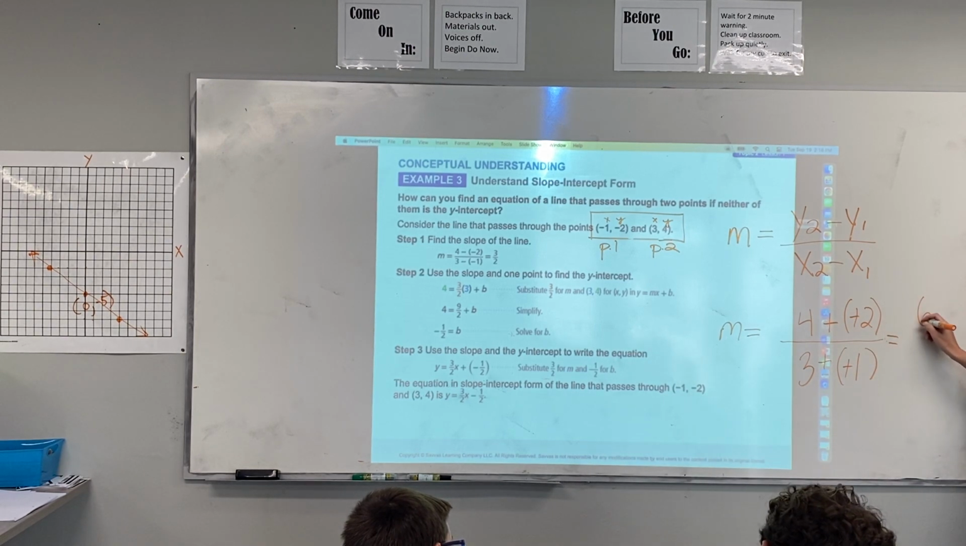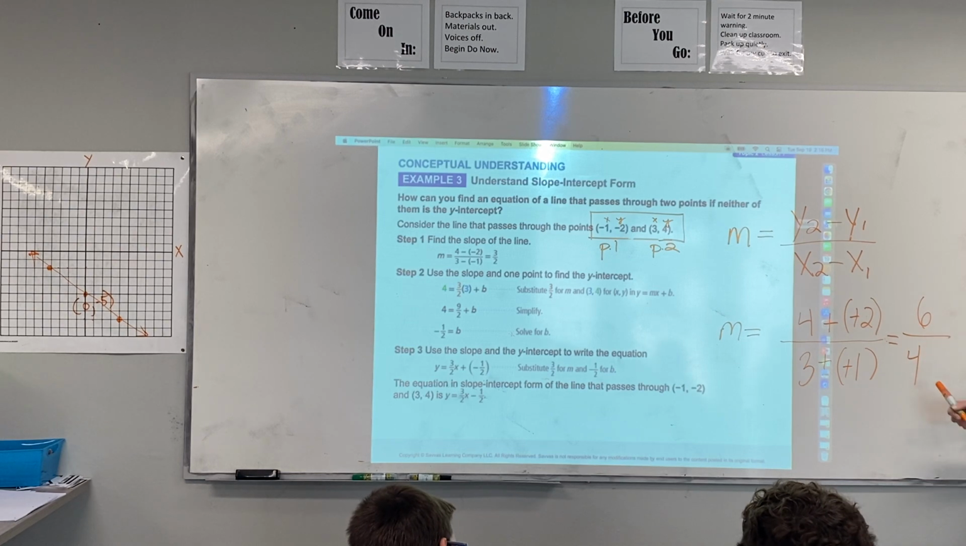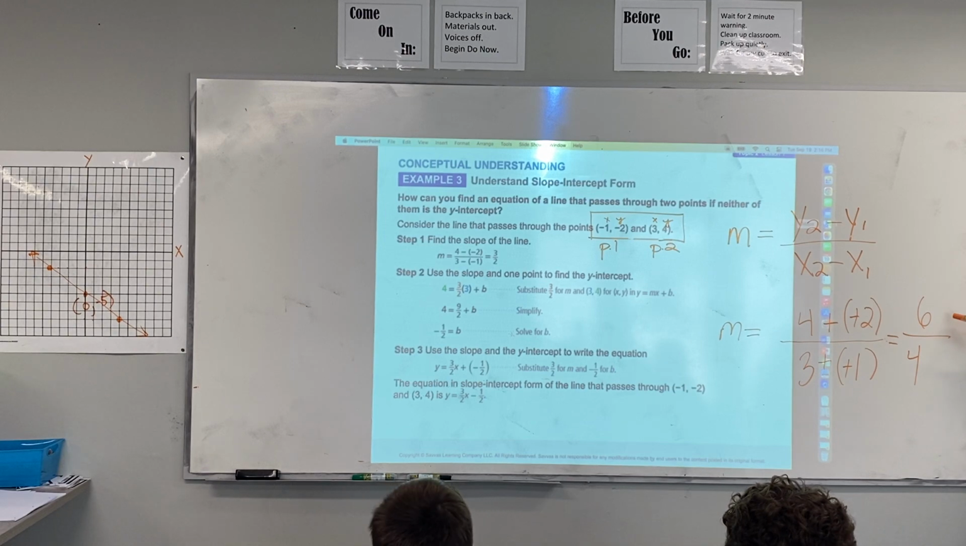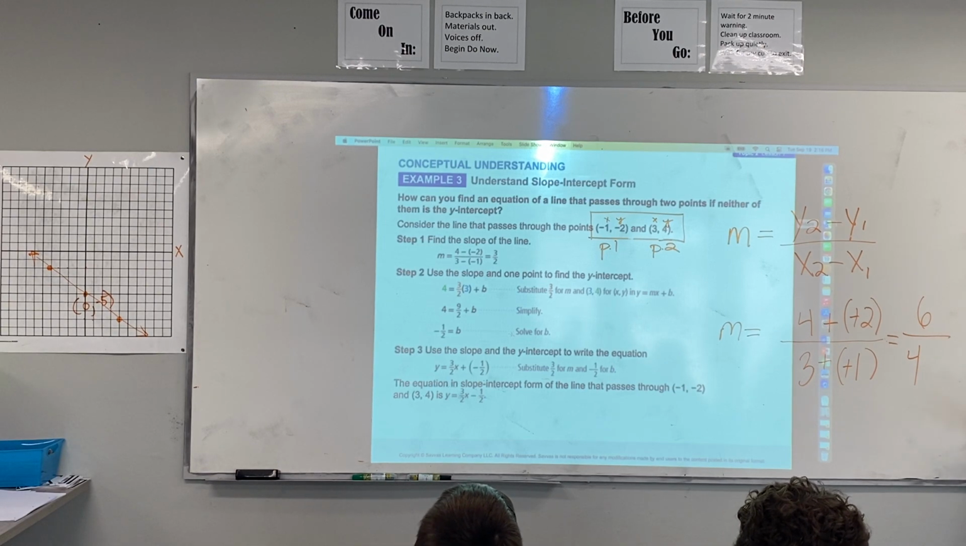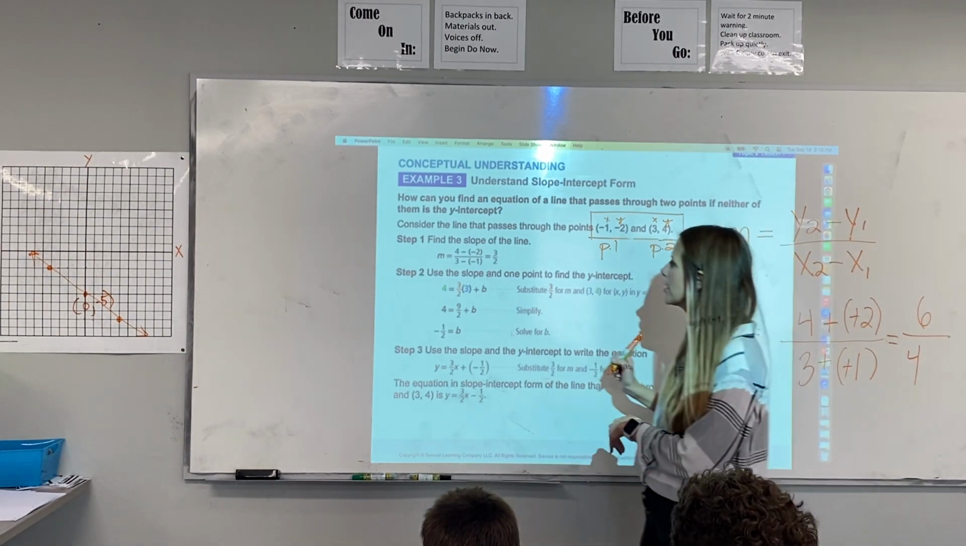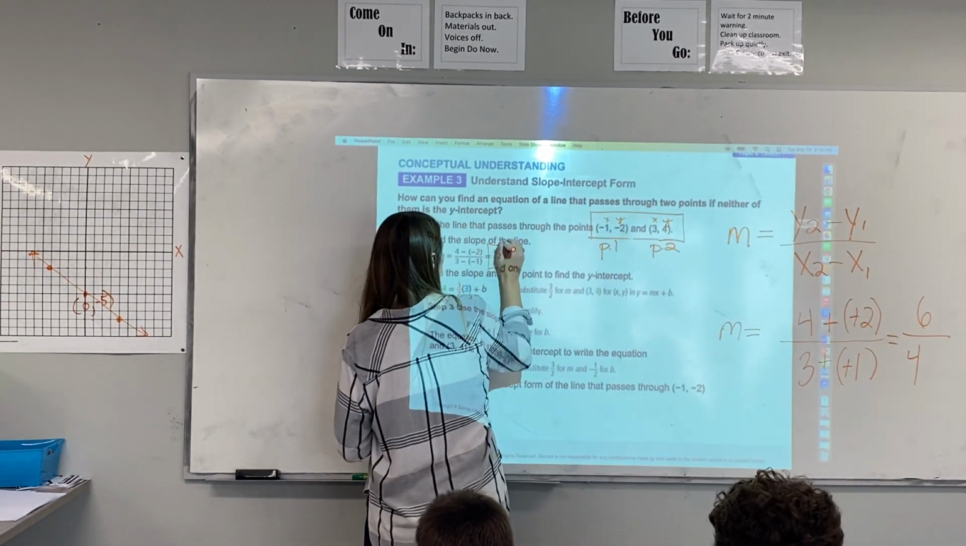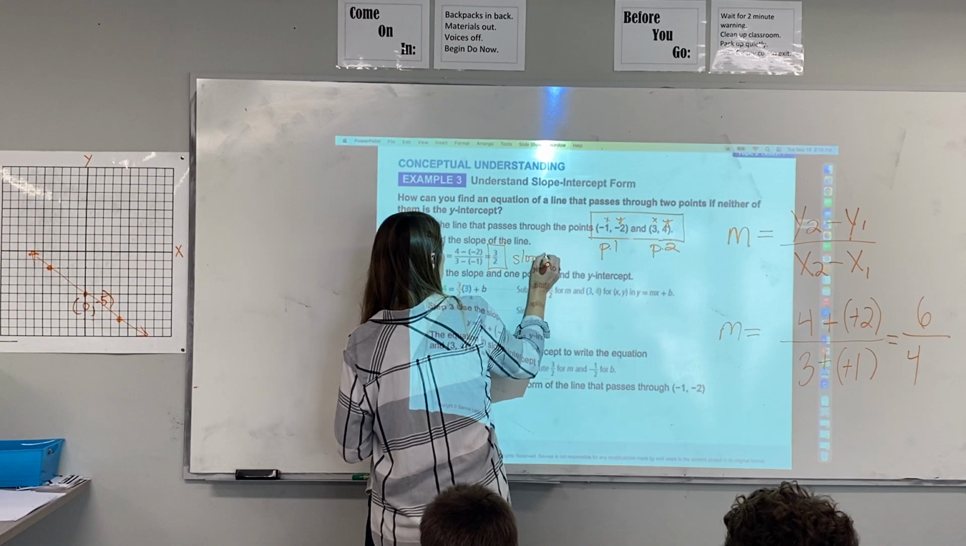So you don't actually need a calculator to do your positives and negatives. 4 plus 2 is 6, 3 plus 1 is 4. Now this can be reduced, so we always reduce the slope if we can. What is 6 over 4 reduced? 3 over 2. 3 over 2, good. So we have 3 over 2 as our slope.